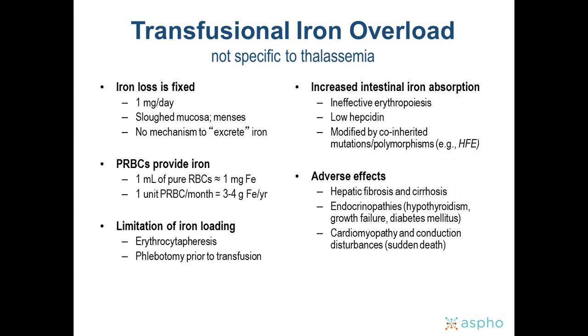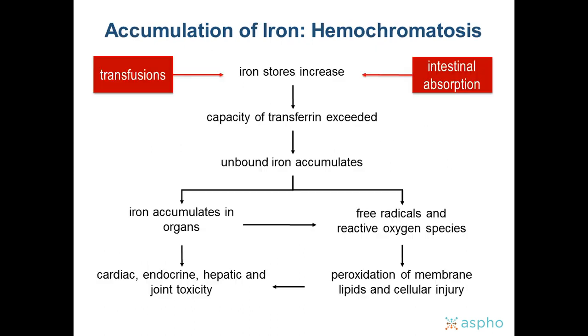Now, transfusional iron overload, this is not specific to thalassemia, so it also applies to sickle. But remember, this has been reviewed before. Iron loss is fixed, and when you give red blood cells, you give iron. And then on top of that, there's increased intestinal absorption of iron from ineffective erythropoiesis. The adverse effects, I'll show you some slides in just a minute. But there are ways that you can limit iron loading during transfusions, especially for sickle, not as much for thal. And so, hemochromatosis.